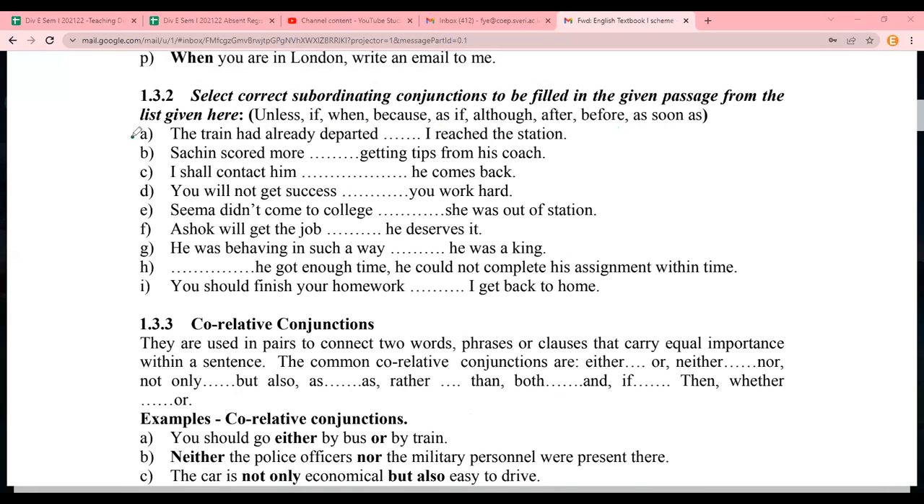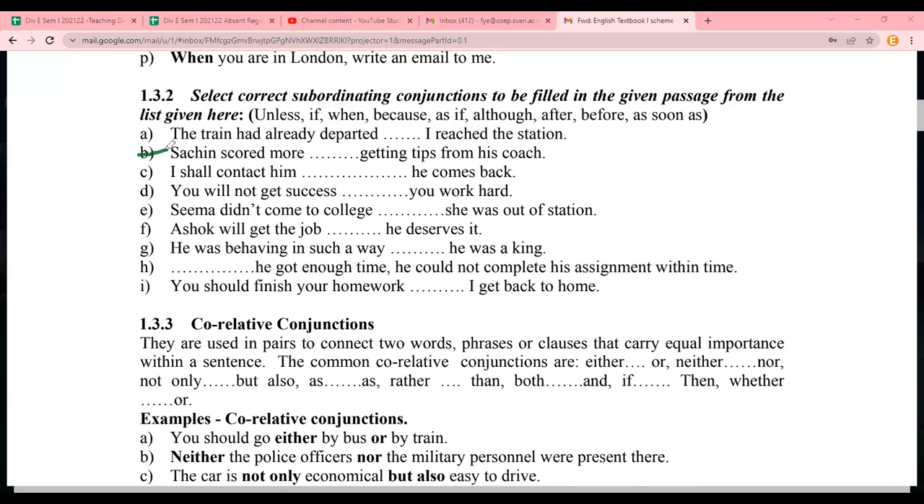First sentence, the train had already departed dash I reached the station. When. Before. Okay, so you can think of when and before also, but most suitable will go for when. When I reached the station.